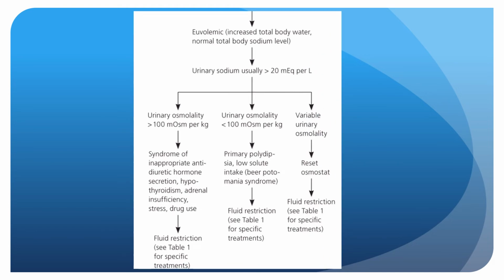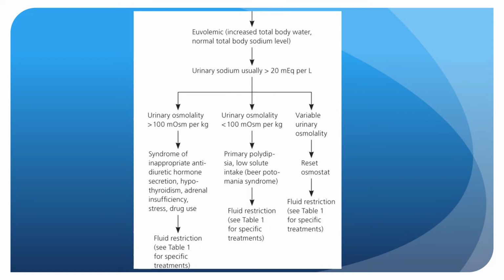If the patient has euvolemic hypotonic hyponatremia, these patients usually have a high urine sodium because something else is causing the body to hang on to as much water as possible. The next step is to determine the urine osmolality, which is basically to determine if the urine is concentrated with osmoles or not. If the urine osmolality is high or greater than 100, this indicates the patient likely has SIADH, hypothyroidism, adrenal insufficiency, stress such as surgery or sepsis, or drug abuse.